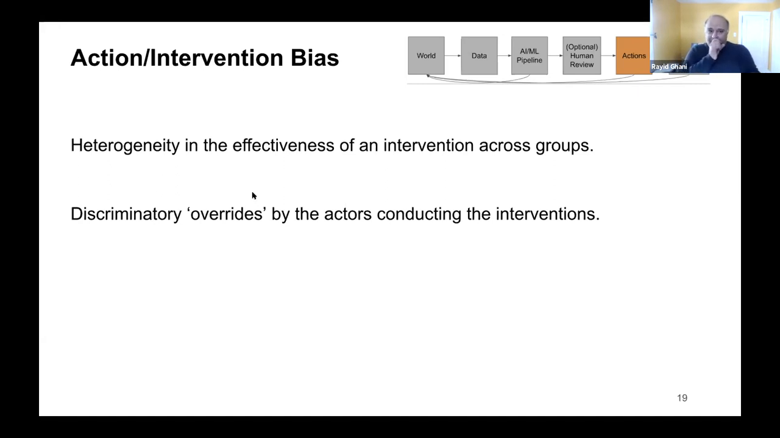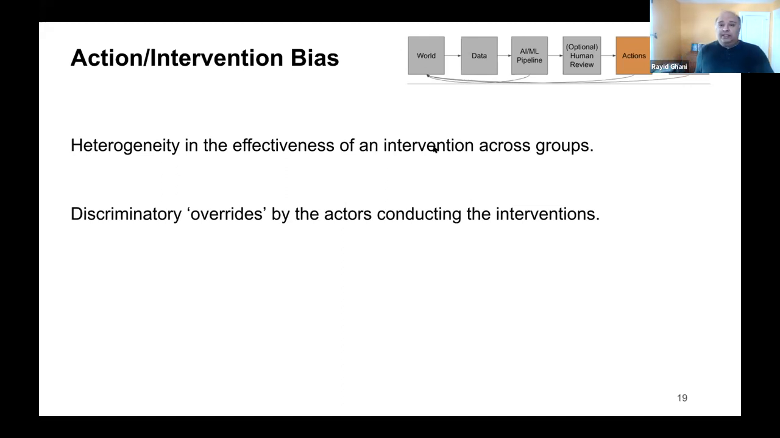And that's kind of this piece here on the action or intervention pieces. We're often trying to do something with the models, right? We might predict who is going to be unemployed long-term and then enroll them in training programs. And if the training programs are only effective for certain types of people, then again, the fair model applied to this intervention, which has different effectiveness, will result in biases in the outcomes.